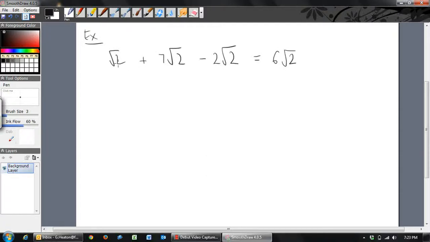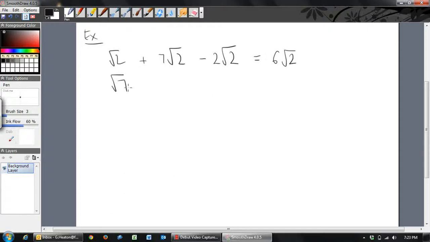root 2. Okay, so just to say that again, we've got 1 root 2 there, 7 root 2, so if you think of root 2 as like apples, we've got 1 apple, 7 apples, and then we subtract 2 apples, so we end up with 6 apples. And so that's how we do it. Very simple, so that's all good.